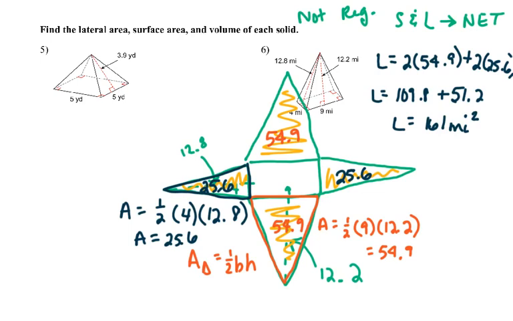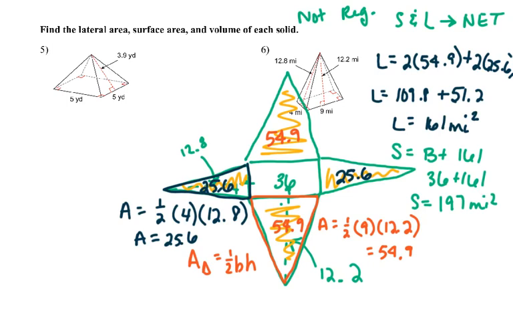Now for our total surface area, we just need to add in the area of the base, because it's base plus lateral area. Our base is 9 times 4, so it's 36 square miles. So 36 plus 161 is 197. Our total surface area is 197 square miles.